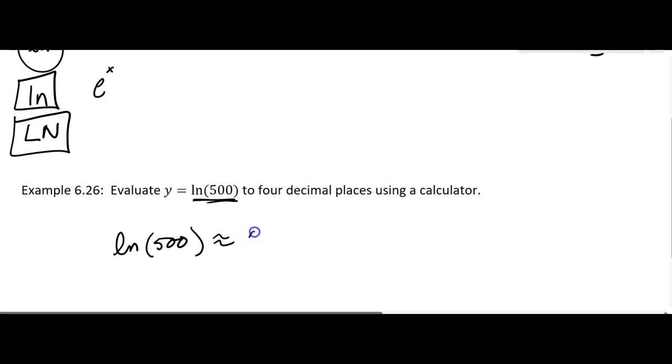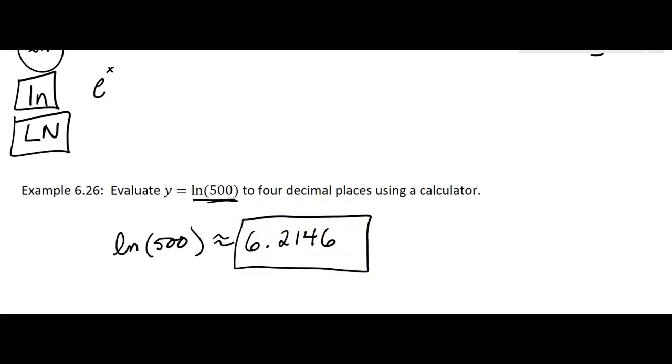And I get 6 point, now 4 decimal places I'm going to round off, 2146. It does not, I have 08. It's not going to round up, so that's it right there. It's approximately 6.2146. So you have to play around with your calculator a little bit. You want to learn how to put these in your calculator so you can get accurate answers.